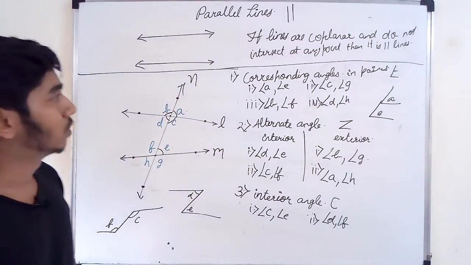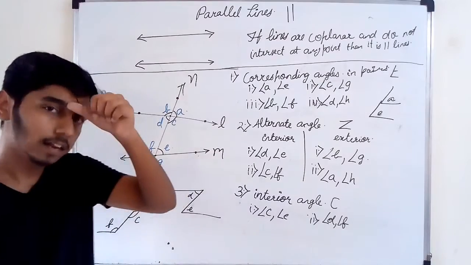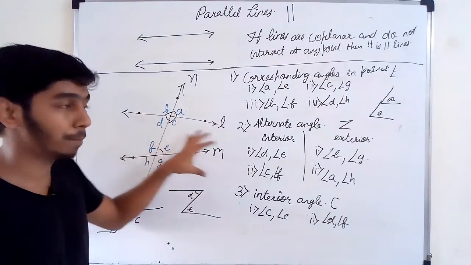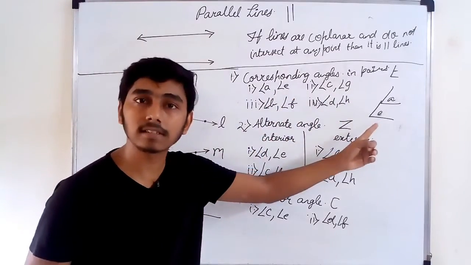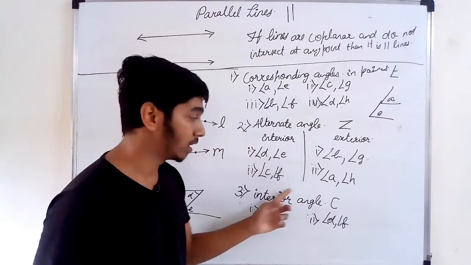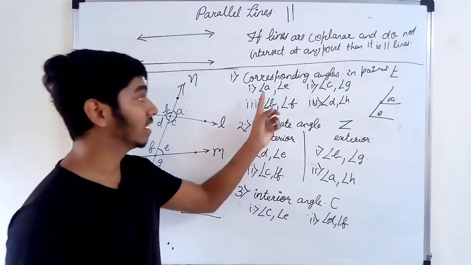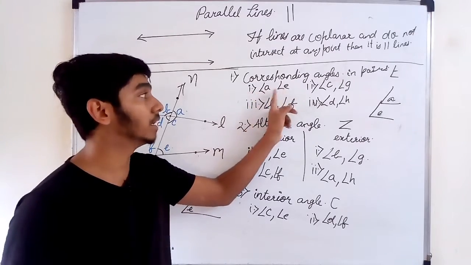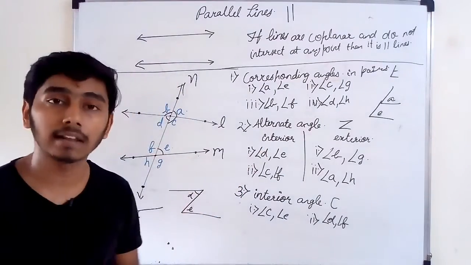Now this was for two non-parallel lines. Now we'll discuss two parallel lines. If two lines are parallel, then what will be the relation between corresponding angles, alternate angles and interior angles? Meaning the relation between A and E, whether it will be congruent or whether the sum will be 180, or how. We'll be looking at that.